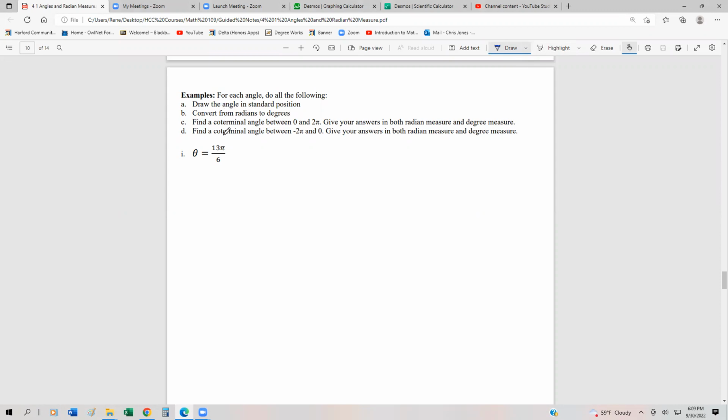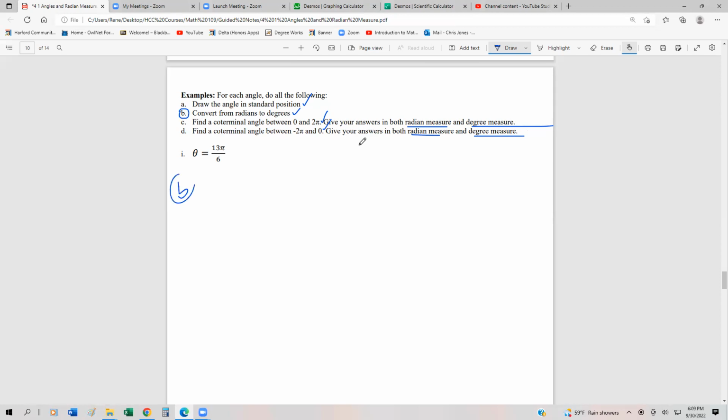And so what we're going to do is take the radian measure and draw it in standard position. We're going to convert from radians to degrees. We're going to find a coterminal angle, both in radian and degree measure. And then finally, we're going to find a coterminal angle, this time between negative 2 pi and 0, both in radian and degree measure. It's usually easiest to convert back and forth between radians and degrees. So let's do that first in this example, so that we can do the standard position a little bit easier.